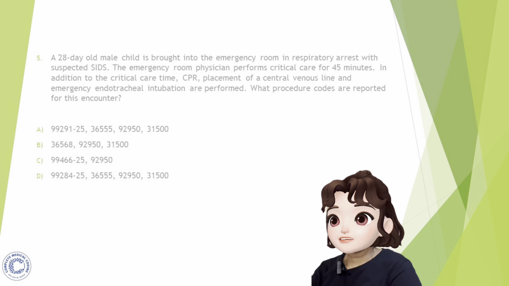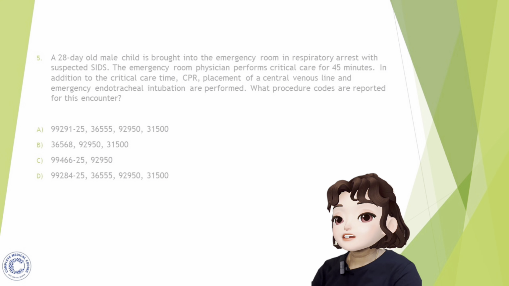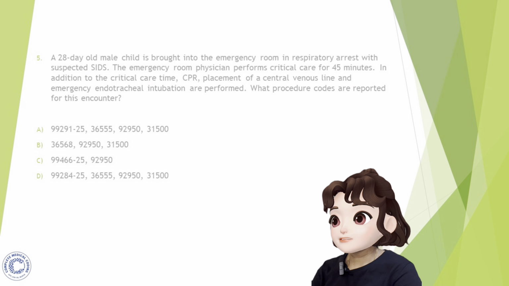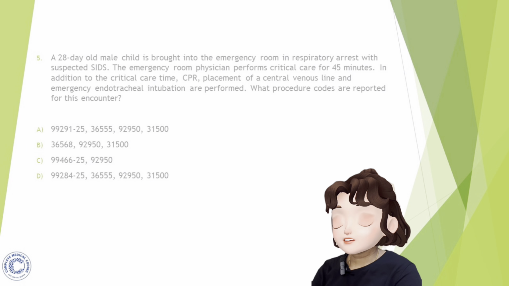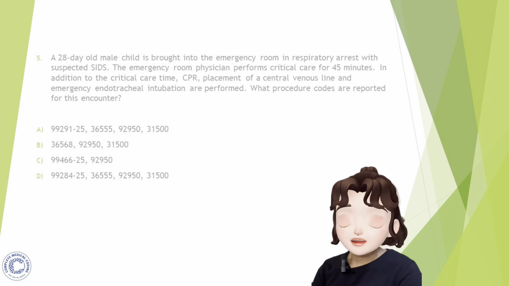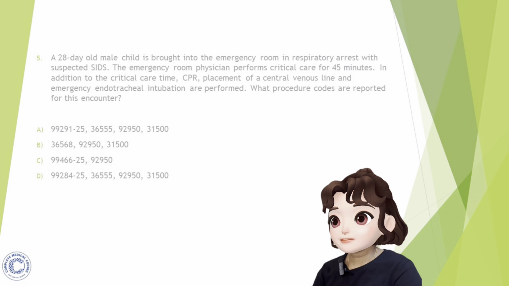One more question. A 28-day-old male child is brought to the emergency room in respiratory arrest with suspected SIDS. The emergency room physician performs critical care for 45 minutes. In addition to the critical care time, CPR, placement of a central venous line, and emergency endotracheal intubation are performed. What procedure codes are reported for this encounter? So these are the options. Let's check one by one in the CPT code book.